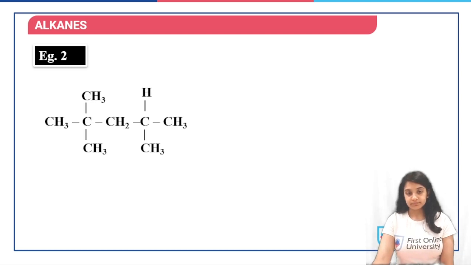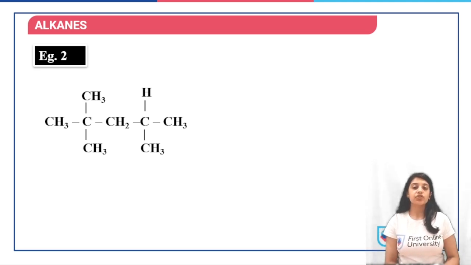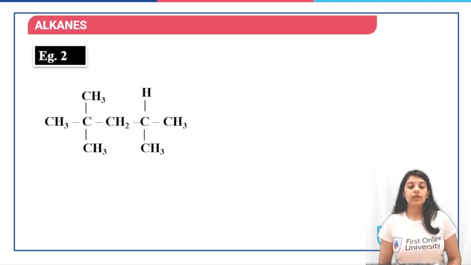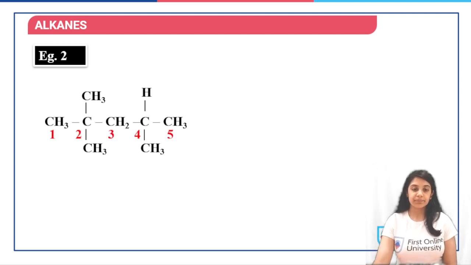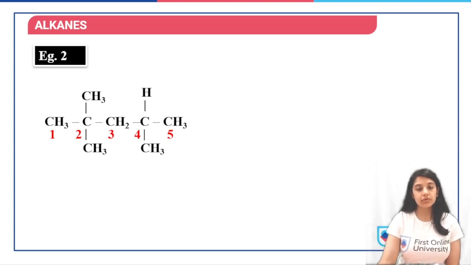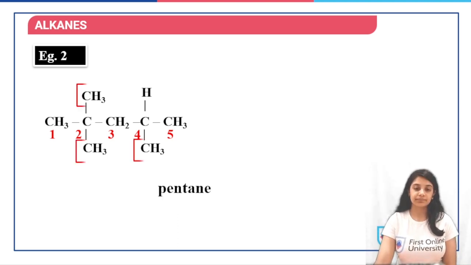Example number 2. This is the structure. Now you solve this by yourself before I give you the solution. Write down the name of this compound and then check your answer when I give you the solution. Okay, so I hope you must have written the name by now. Let us see what its name is going to be. So when we start numbering, obviously we've identified that this linear chain is the parent chain. We've numbered it 1, 2, 3, 4, 5. And now we have to start naming the substituents. So it's going to be 2, 2, 4 trimethyl pentane.